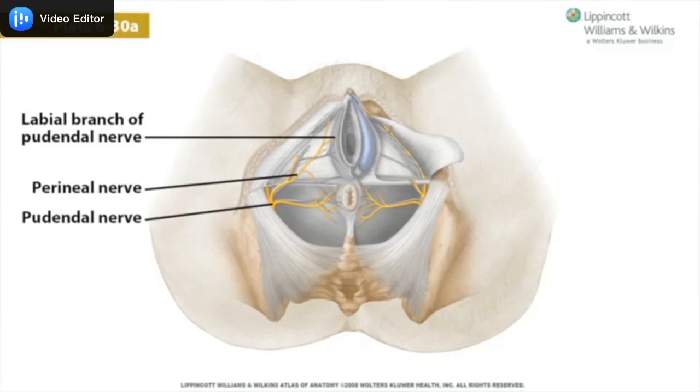Finally, some of the skin around the anus and over the tip of the coccyx is innervated by branches from the coccygeal plexus. So, that covers the perineum. Now I want you to pause the video and answer the end of session quiz questions, and then we're going to go through those answers together.